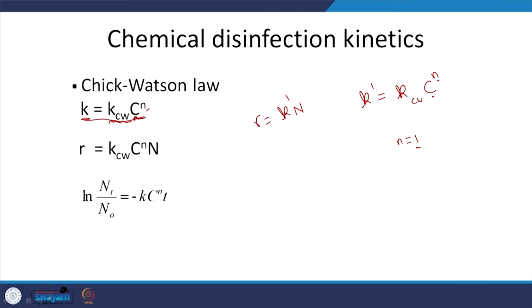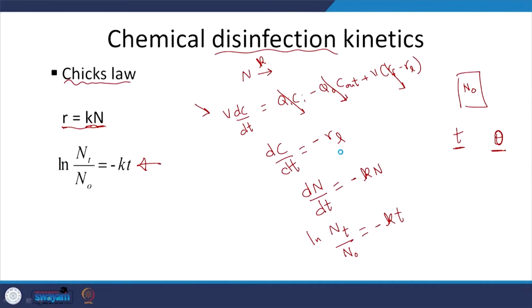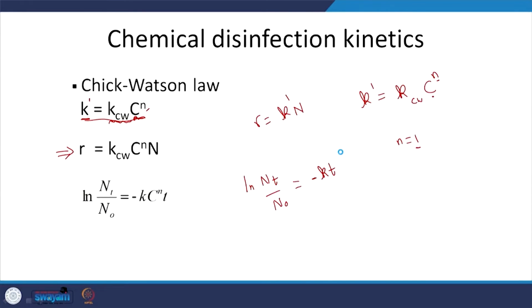So, this is our K dash, and R is thus equal to this, and similar to the case earlier, from Chick's law we derived that for the batch system it was equal to minus Kt. Hopefully, I did not make any petty error. Yes, we did not. But now K is K dash, which is equal to Kcw C to the power of N, times t.